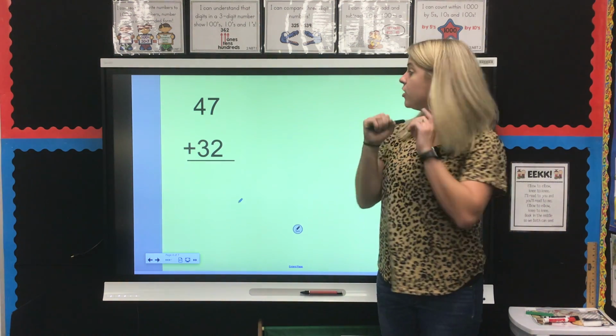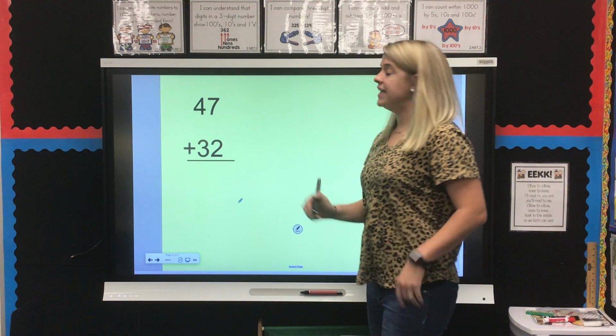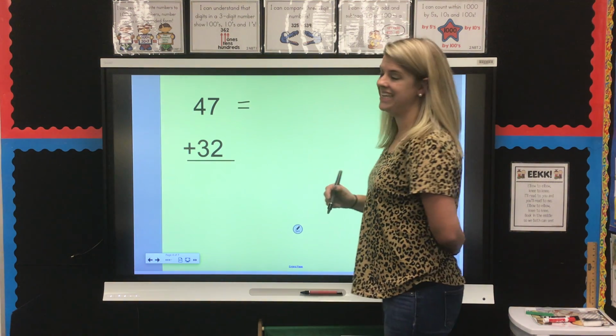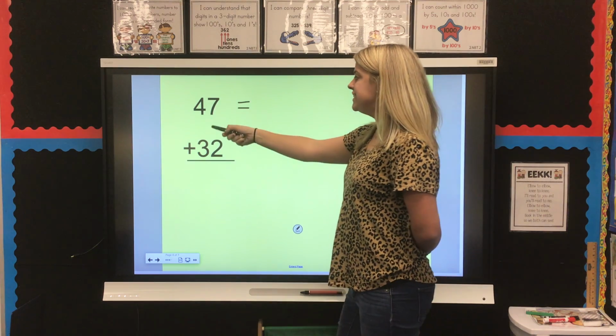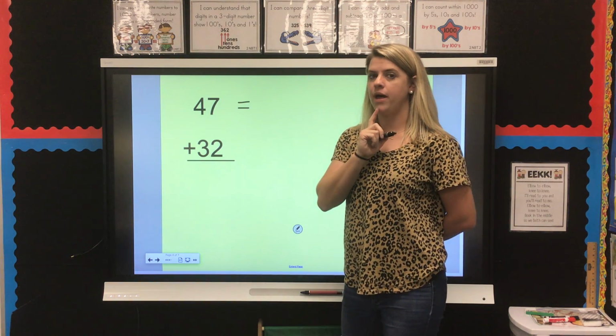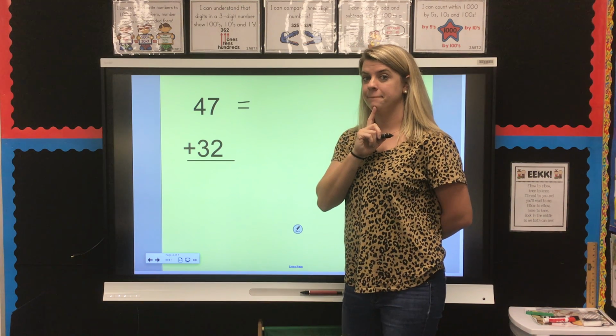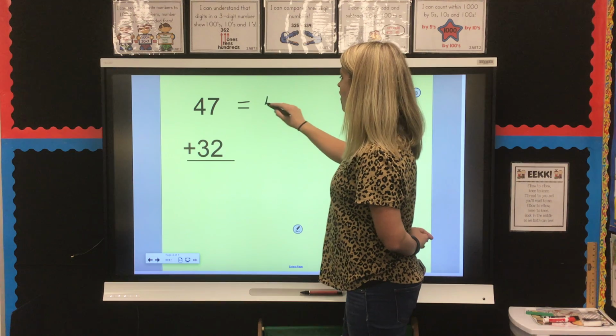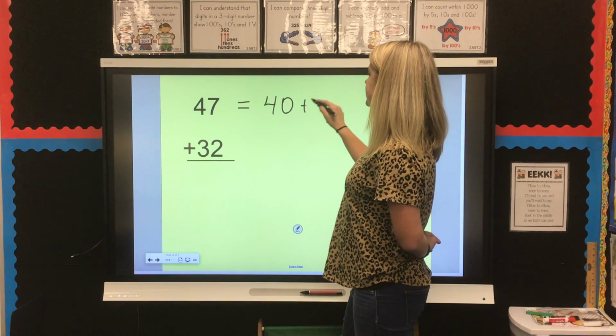All right. Remember, our first step is that we want to break it down or decompose it into tens and ones. 47 is equal to, who thinks they know it? Oh, I heard Elena say it. She said 40 plus 7.